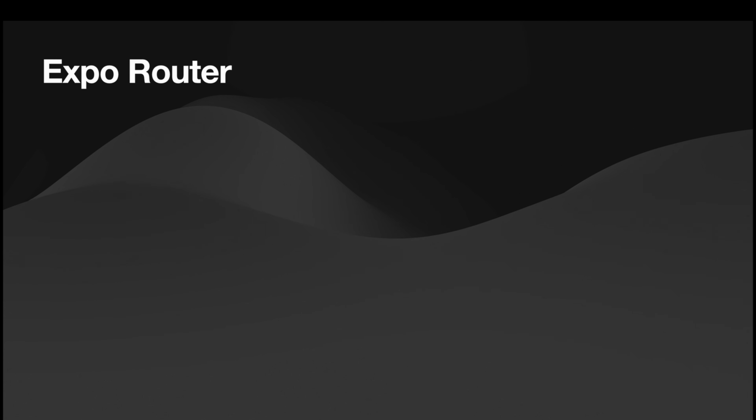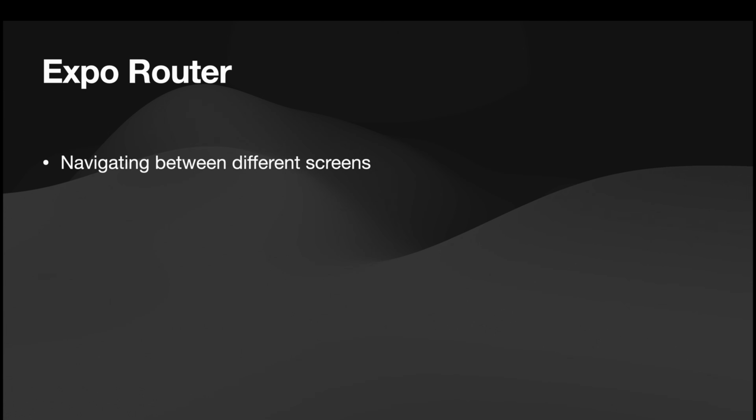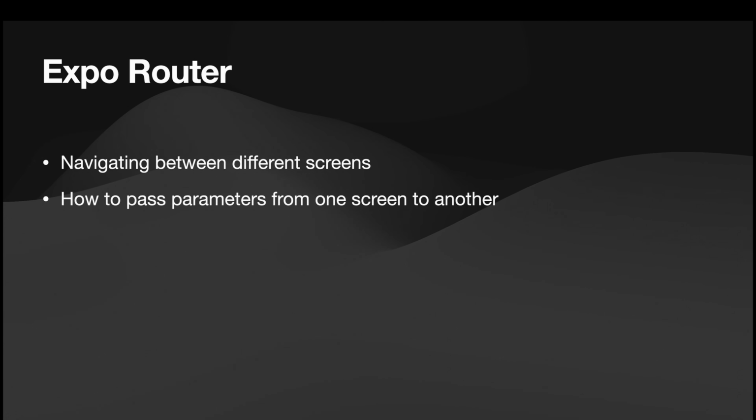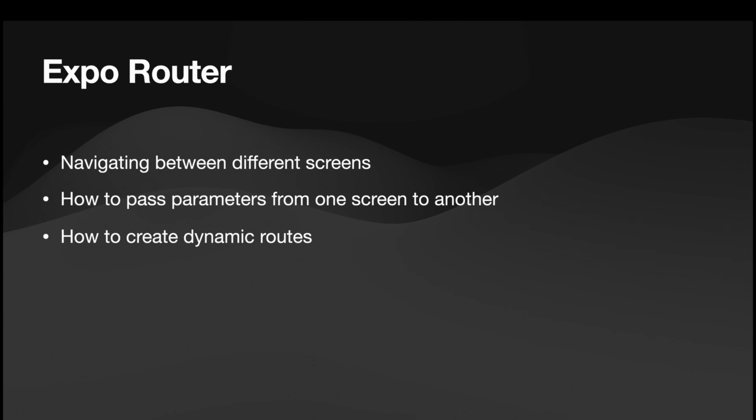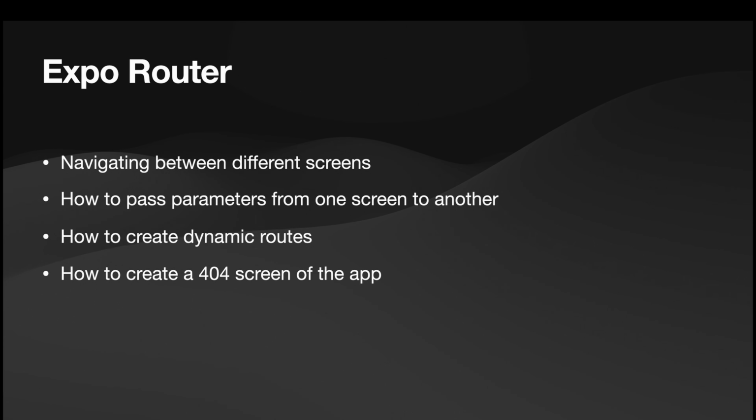First we will learn the basics, which is the structure of the app, how to structure the app properly to get the benefit of this file-based routing system, and along with that how to navigate between different screens. Then we will learn how to pass parameters from one screen to another, and how to create dynamic routes. While I create them I will discuss more about dynamic routes if it is not clear to you right now. And then we will discuss how to create a 404 screen of the app.